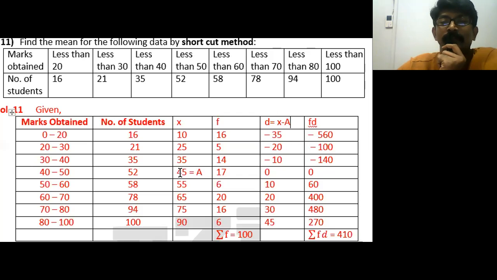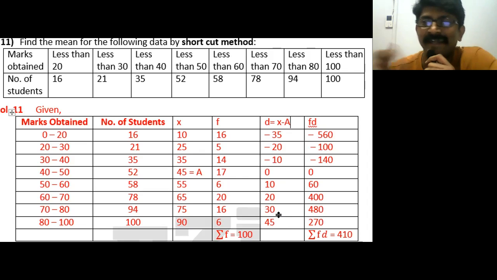x minus a. So 10 minus 45 is minus 35. फिर 25 minus 45 is minus 20. फिर 35 minus 45 is minus 10. फिर 45 minus 45 that's 0. फिर 55 minus 45 that's 10. फिर 65 minus 45 that's 20. 75 minus 45 that's 30. 90 minus 45 that's 45. I hope student you understood how I got this column D.